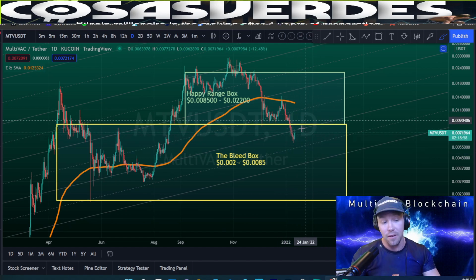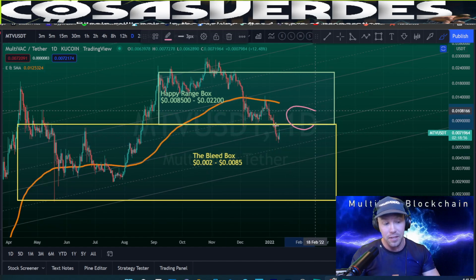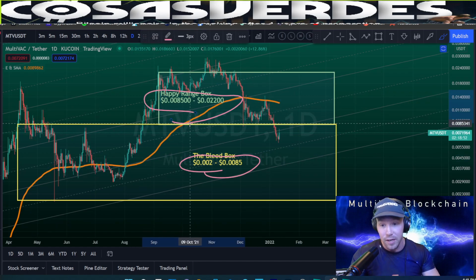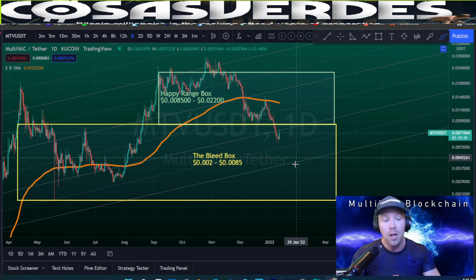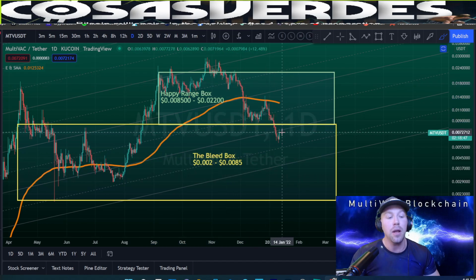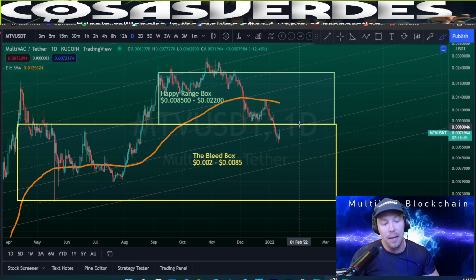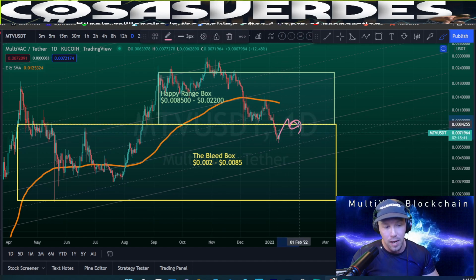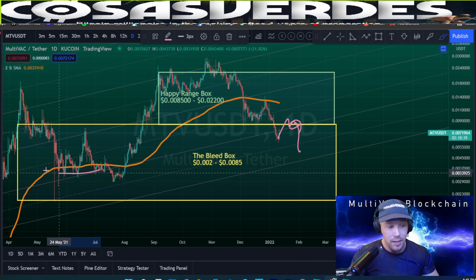So, zooming into this, and I have the ranges, right? So you can make these boxes too. I gave you the exact ranges, and this is versus the US dollar. So if Multivac can't get back above this line here and close multiple candles, it's probably going to test lower, and it's going to test somewhere here.